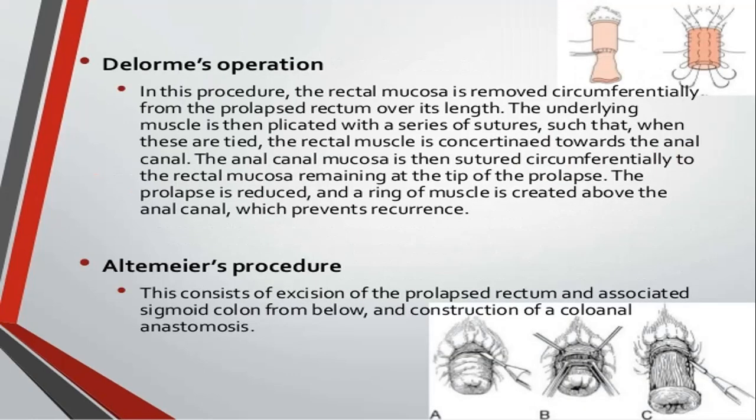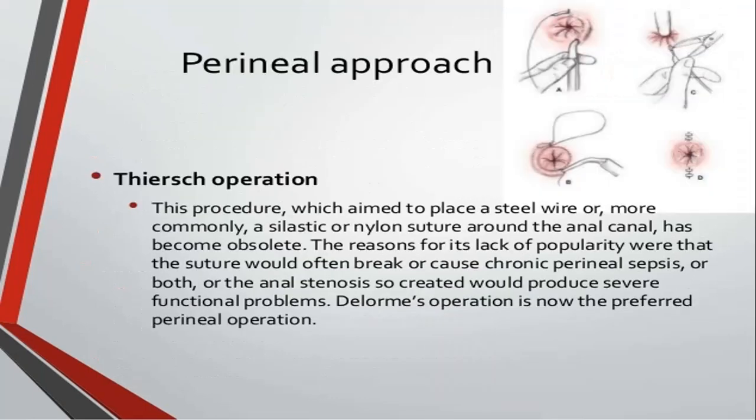The perineal approaches have multiple operations. If you're talking about the perineal approach, it has multiple operations. One is the Thiersch operation. In a Thiersch operation, mostly what happens is the surgeon applies steel wire or nylon or cylindrical sutures around the anal canal. It has become obsolete because it has a lack of popularity, and a suture can cause sepsis or stenosis, and so severe functional problems. So this is why it has been abandoned.